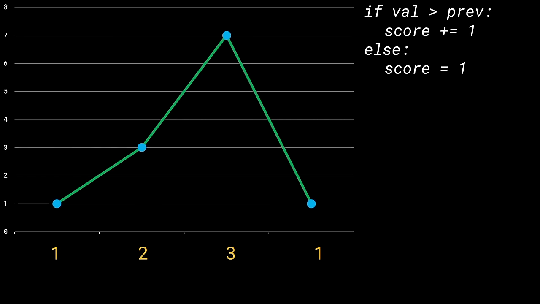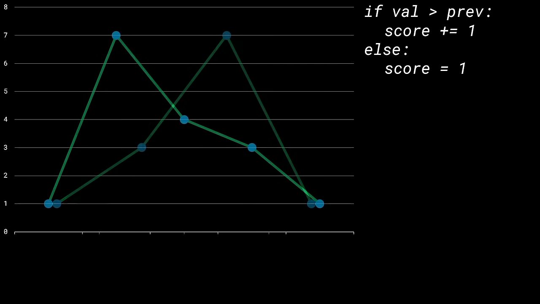Alright, so let's go ahead and test this idea out on other test cases to see if it actually holds up or not. Or maybe it's just a product of this particular test case. Alright, so let's take another example. This is the example we have. The kids are of a rating 1, 7, 4, 3, and 1.